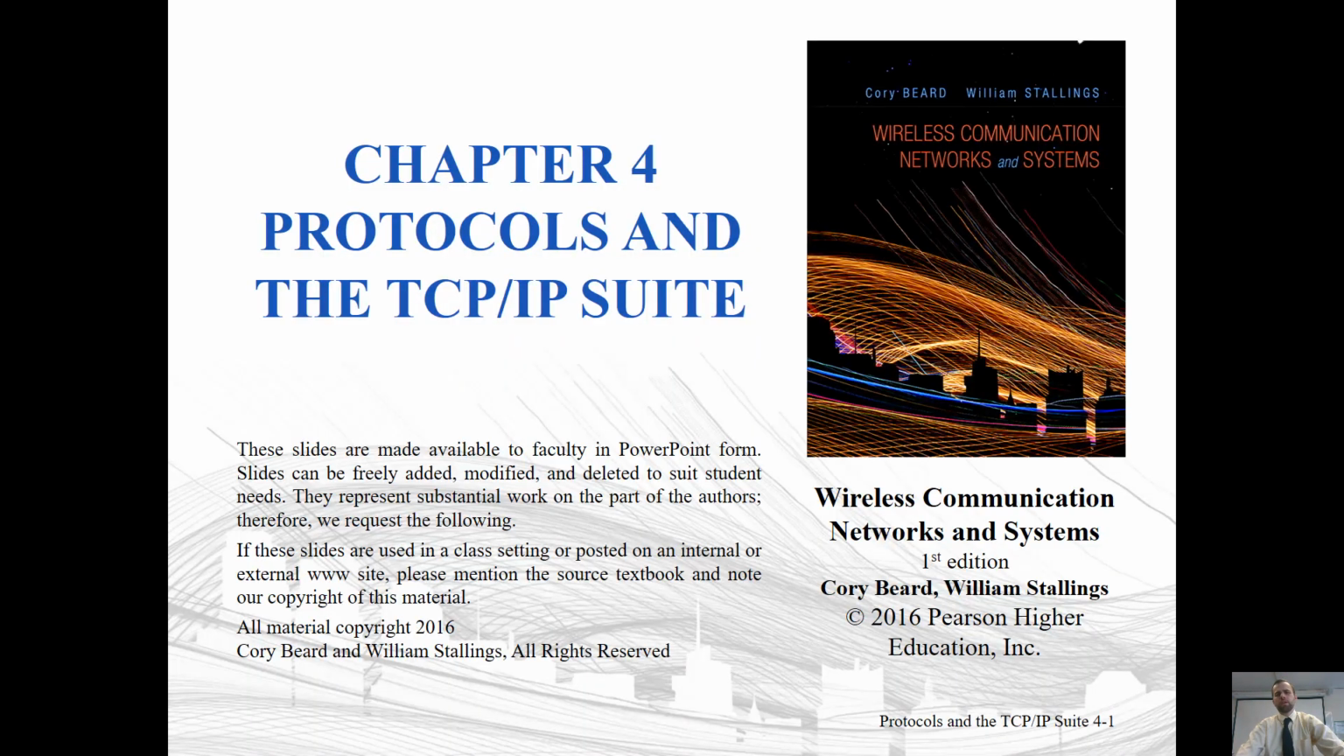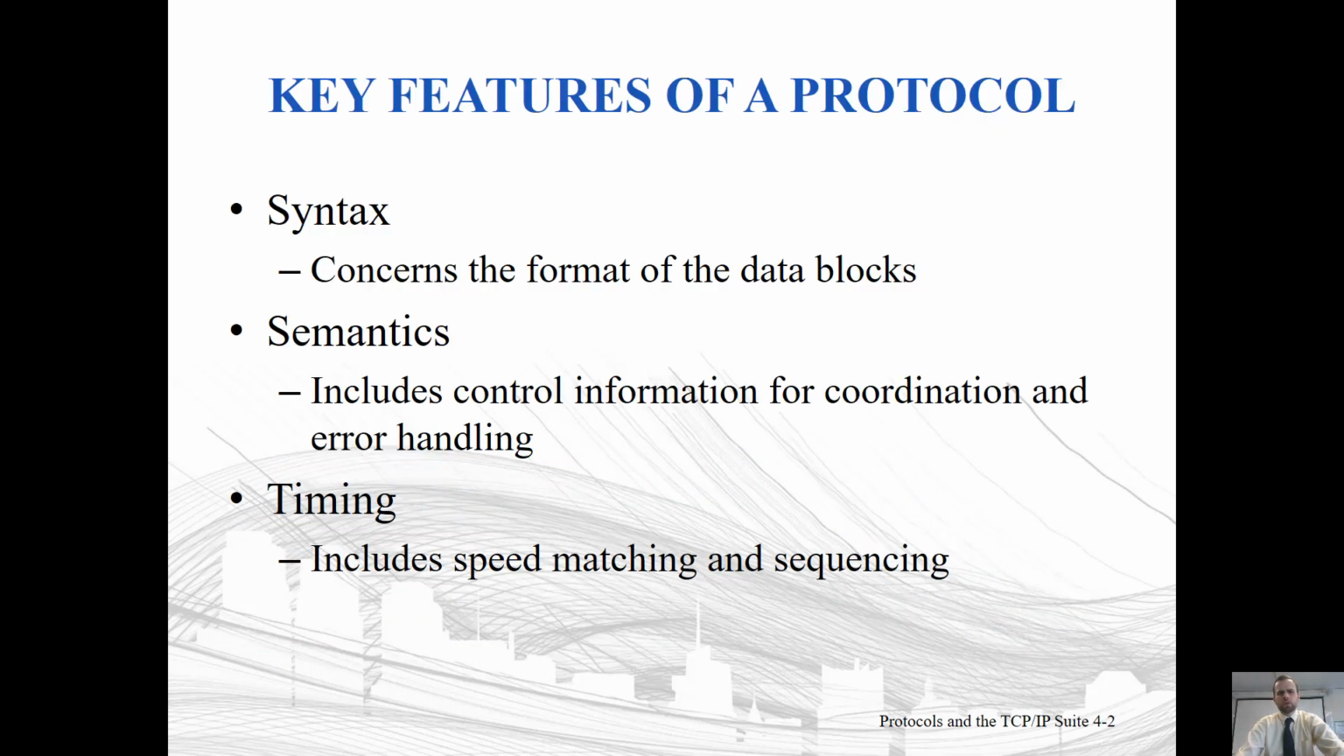In Chapter 4, we're going to be comparing two network architecture models, namely the OSI model and the TCP/IP model. First, protocols. You can break them down into syntax, semantics, and timing. Syntax concerns the format of the data blocks, whereas semantics includes all the control information for coordination and error handling, whereas timing includes speed matching and sequencing. So these are some key factors when you talk about a protocol.